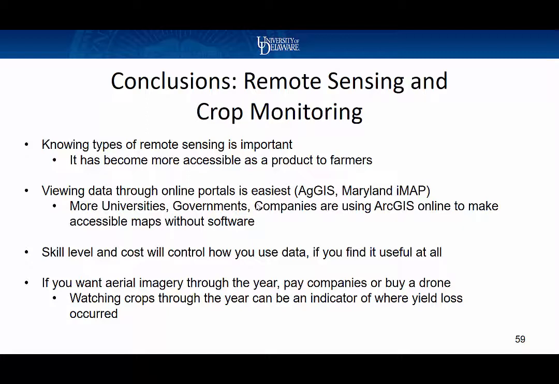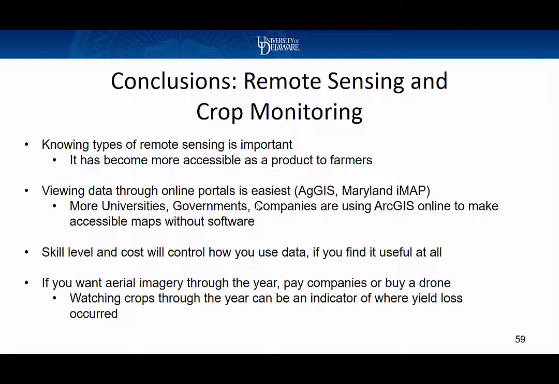The skill level and cost will control how you use the data if you find it useful at all. If you really want to get good at some of this, you're going to have a higher skill level and have more training, which we might be able to offer in the future in working with things like ArcGIS Online, having some trainings of how you might use this or upload your own yield maps to those. You can do that. I have uploaded my own data to ArcGIS Online.